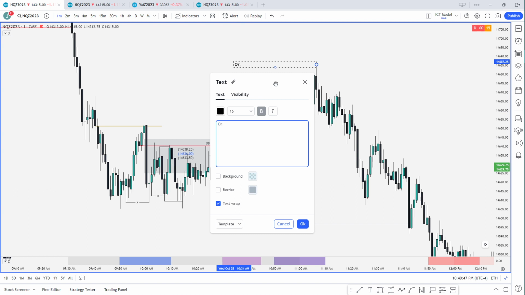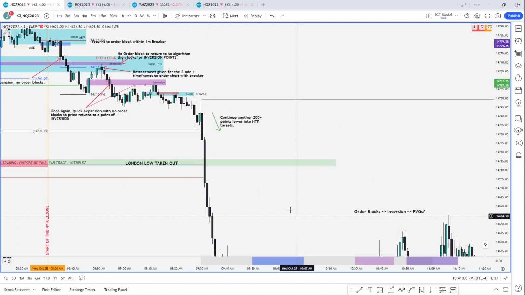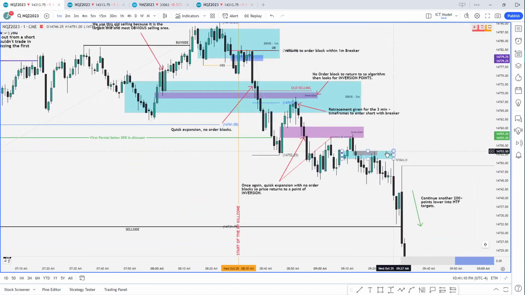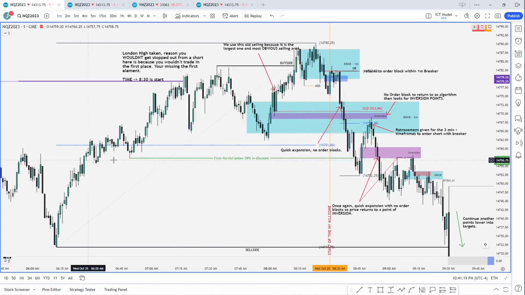So the algorithm will seek to look for order blocks. Then I think inversions, and then fair value gaps. I feel like that might be the order. Like if we take that concept, apply it here. Yeah, see how this fair value gap up here, it goes, so quick displacement, taking up first partial.